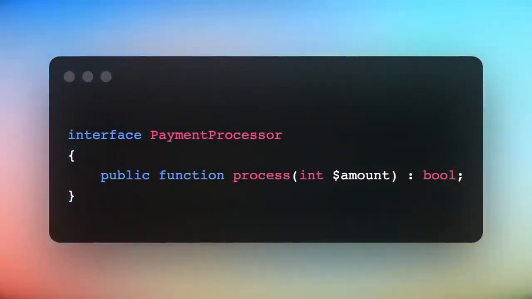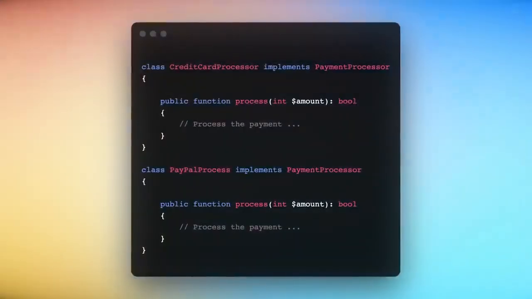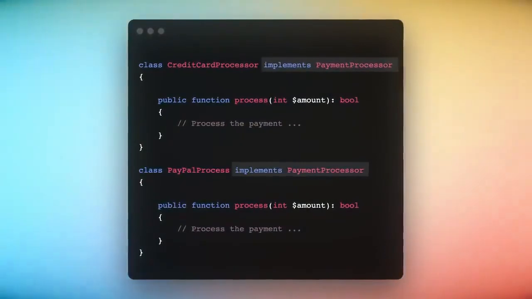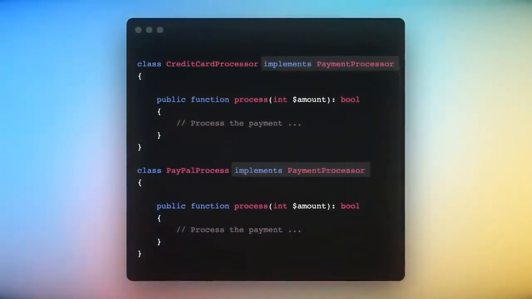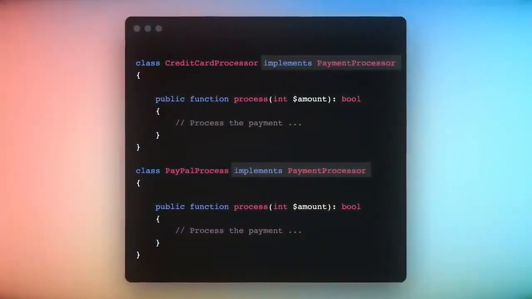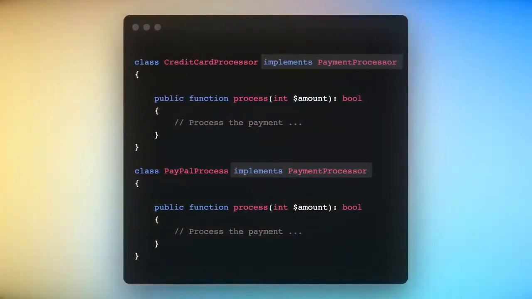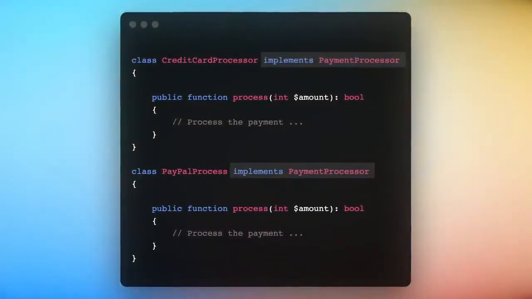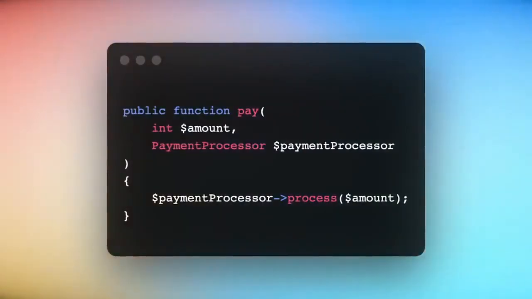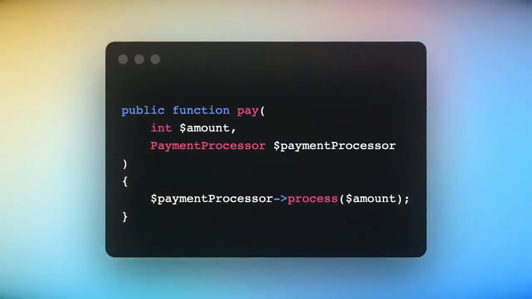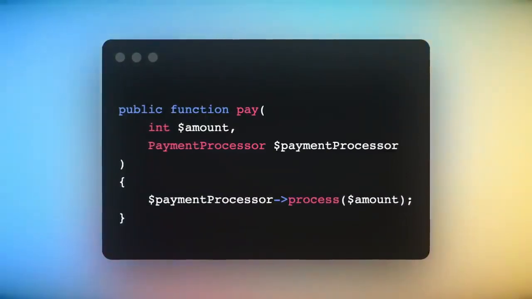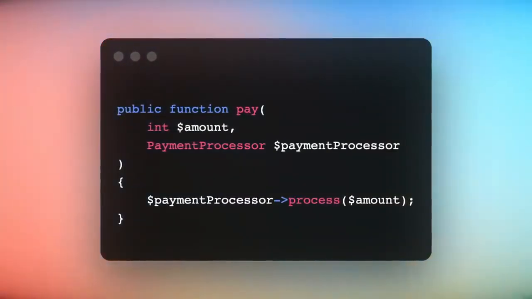And now inside our classes, we may implement the payment processor interface by using the implements keyword. By doing this, PHP will error if we don't add an implementation for the process method in any of these classes. And now we can type in this interface in another function or class property and have the confidence that whatever object we receive will have a process method.